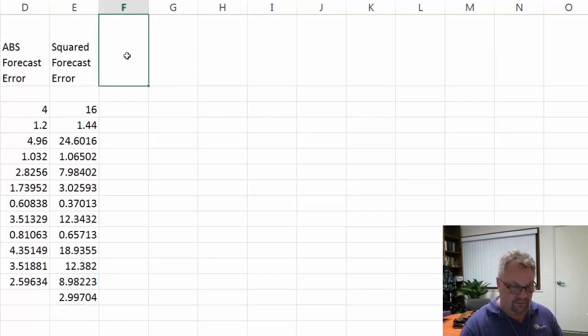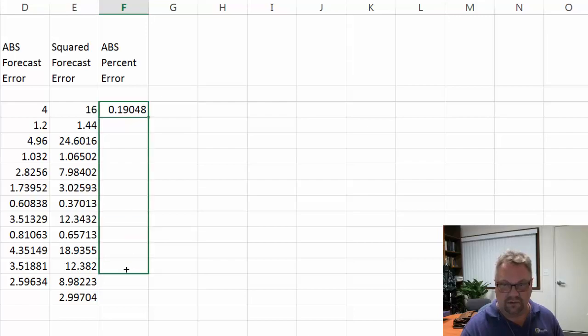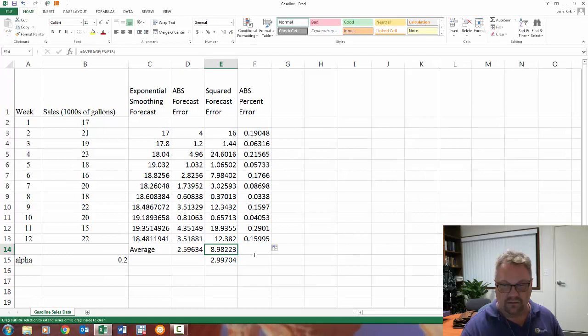And then I can do the ABS of my percent error. And so that is this divided by actual sales. Copy that down. Copy across the average, right?